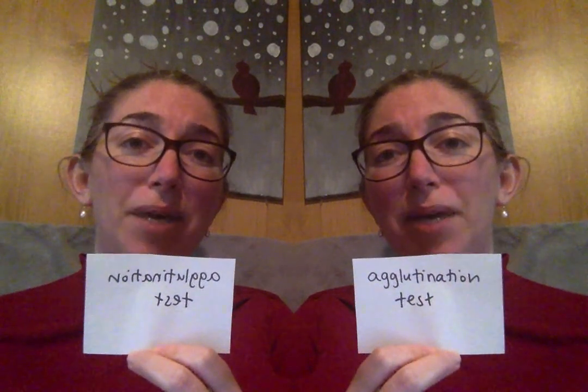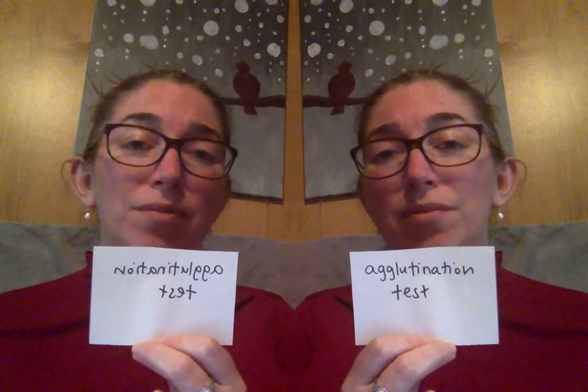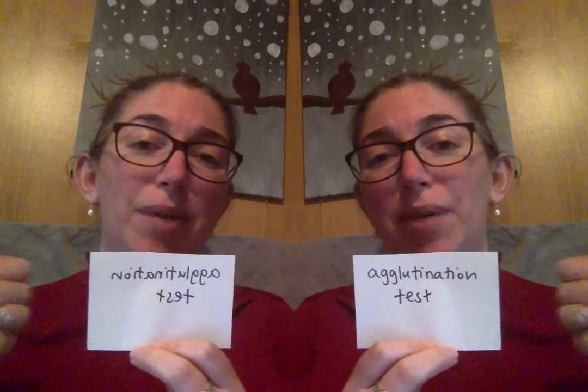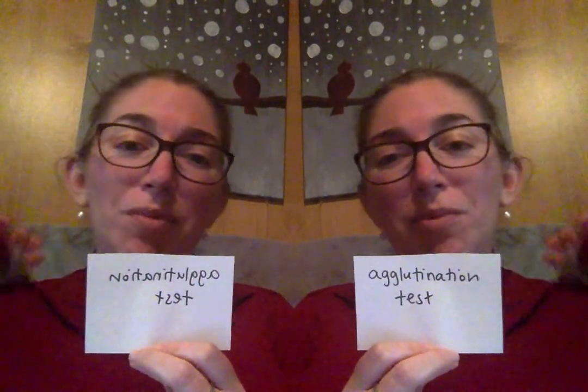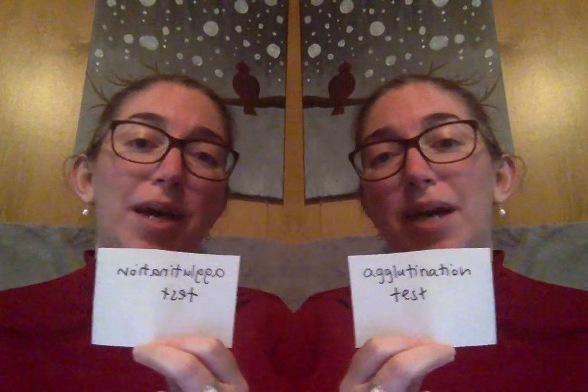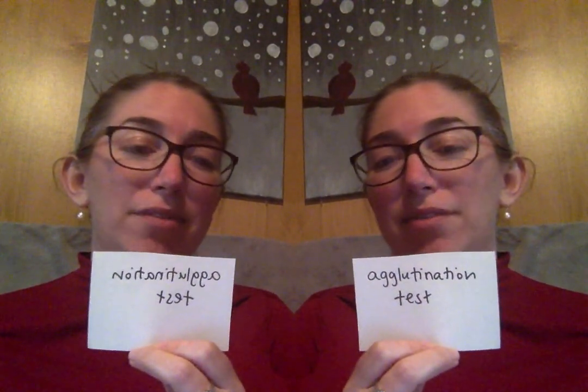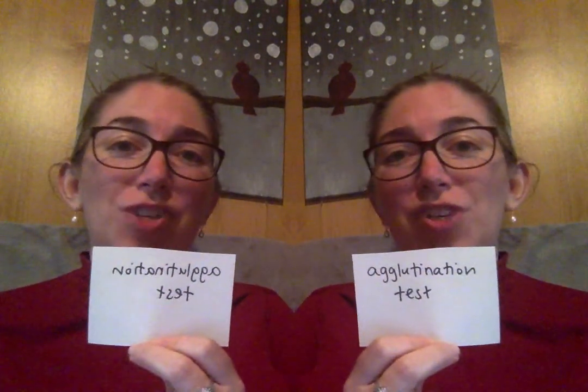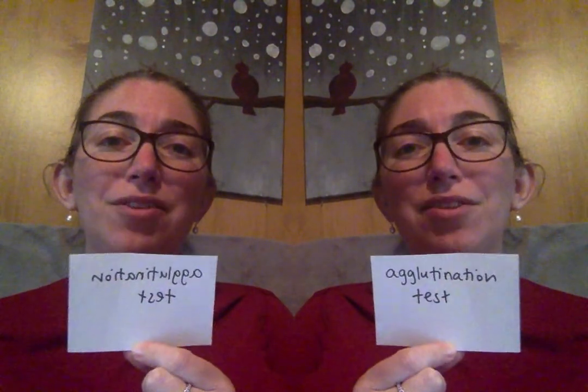You're adding antibodies to a sample with antigen, and if it clumps, then it's positive. Or another form of agglutination test is you flip it and you add antigen to a patient's serum, and if they have matching antibodies, then it causes clumping. So if there's a match of antigen and antibody, no matter the source of those antigens and antibodies, you have an agglutination test.